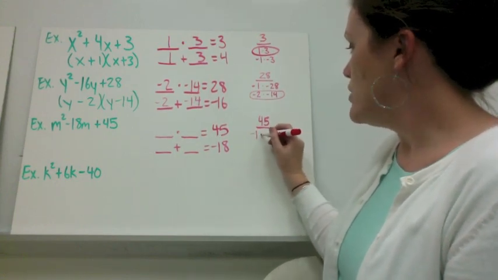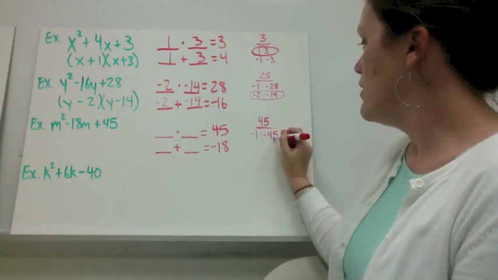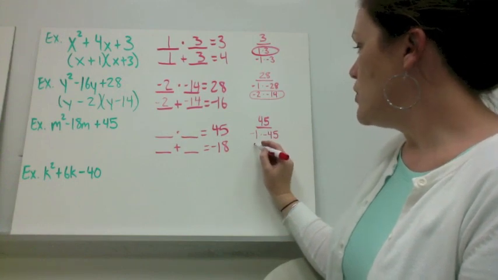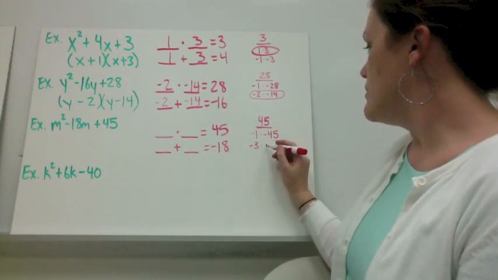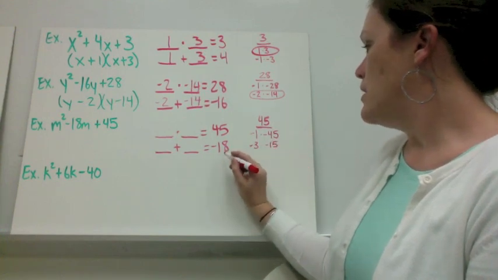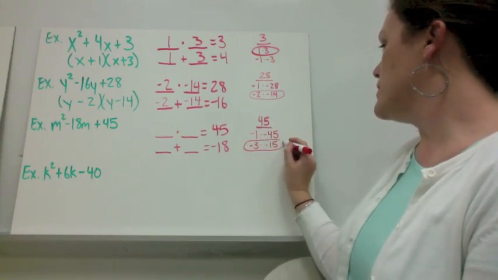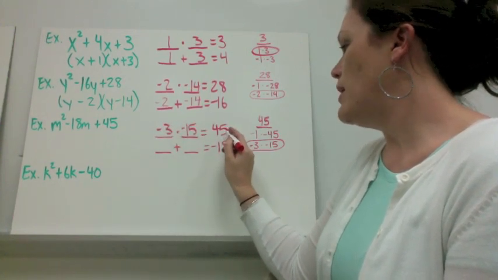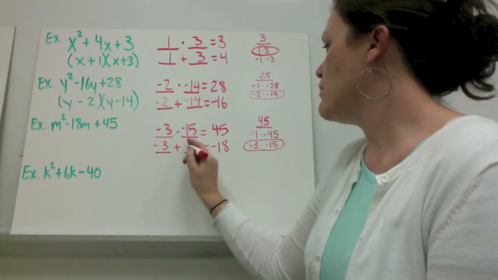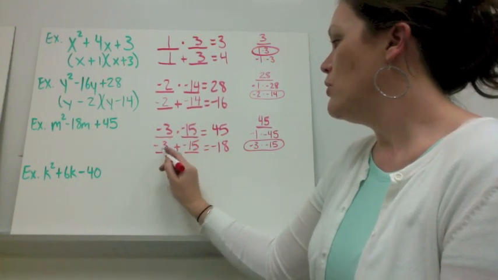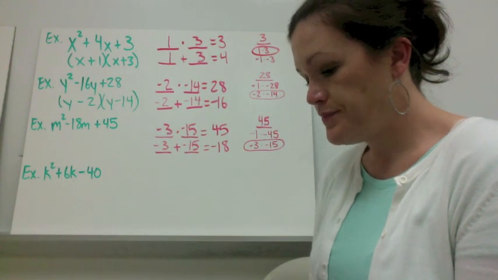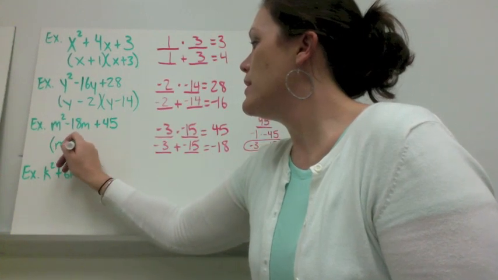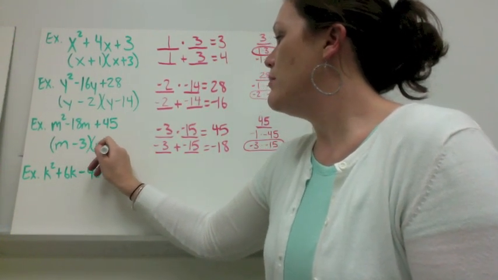So we have negative 1 times negative 45. That would multiply to give me positive 45. Negative 2 won't work. We have negative 3 times negative 15. Those look good. They will add to give me negative 18. So negative 3 times negative 15 multiplies to give me positive 45, and negative 3 plus negative 15 will add to give me negative 18. So we simply write our answer with the right variable, m minus 3 and m minus 15.